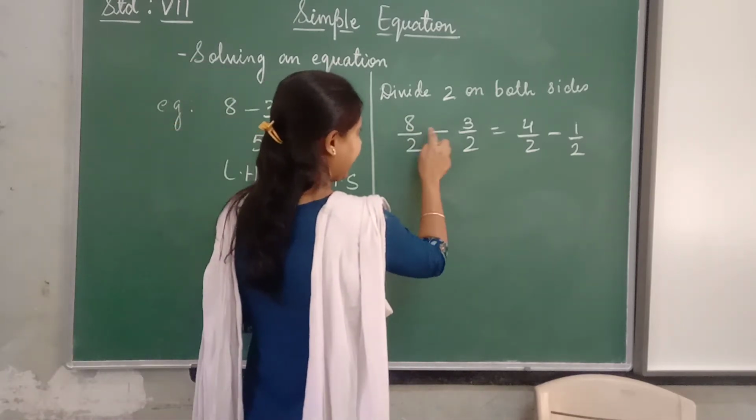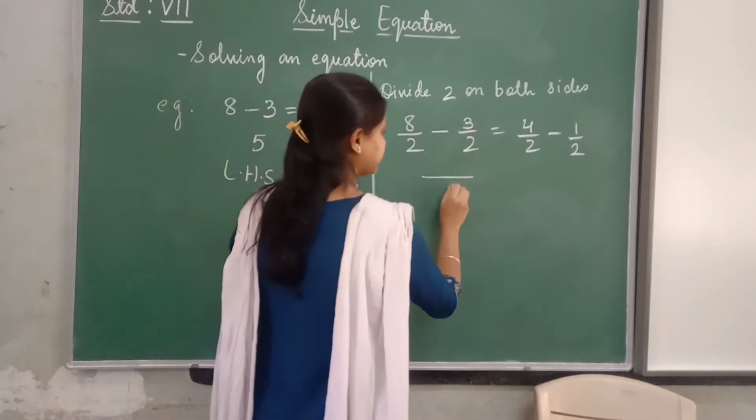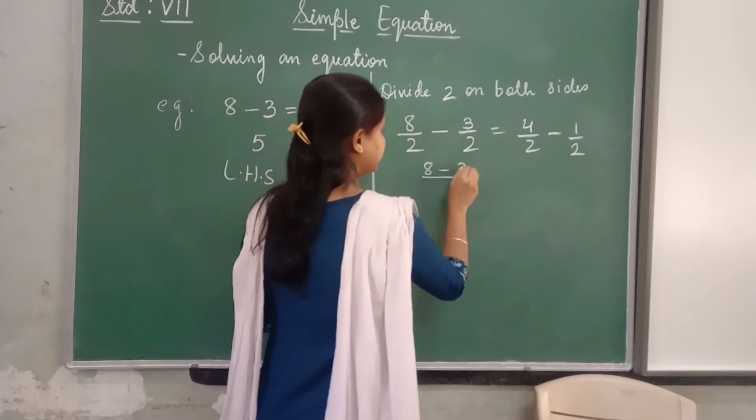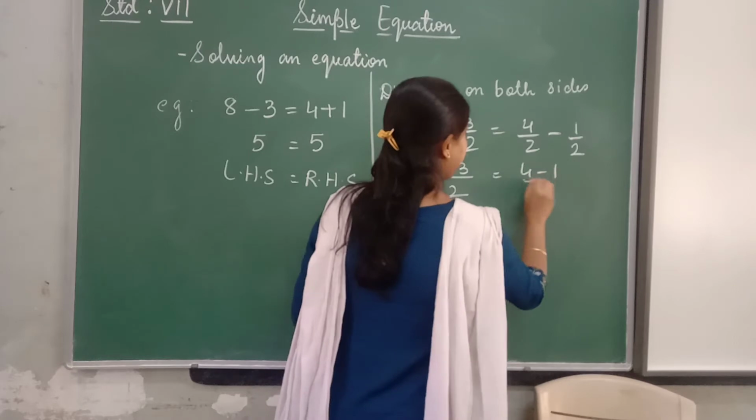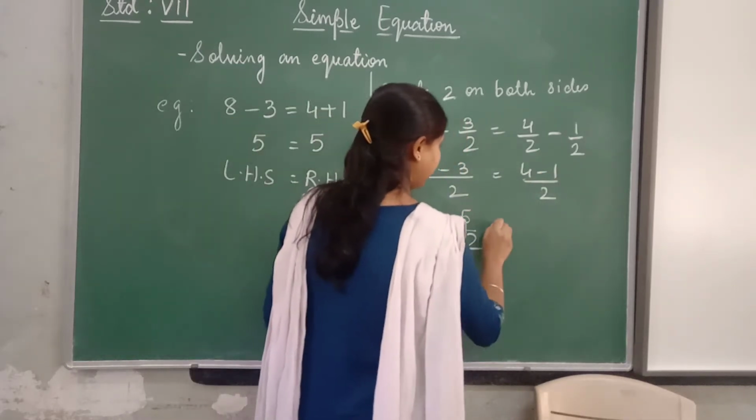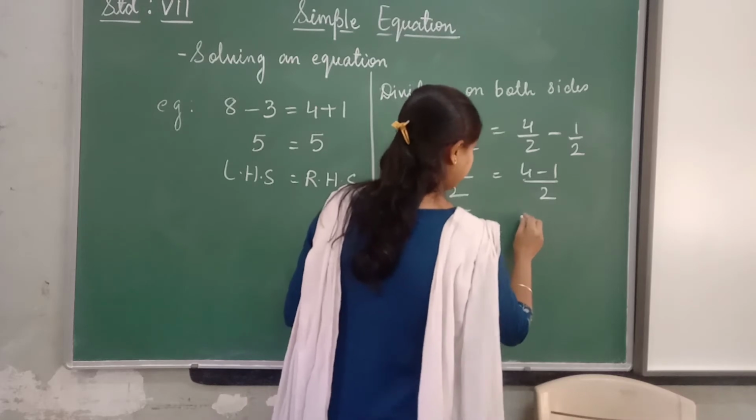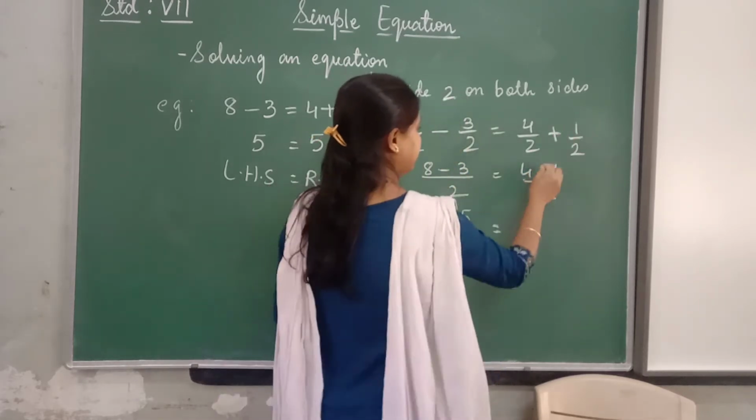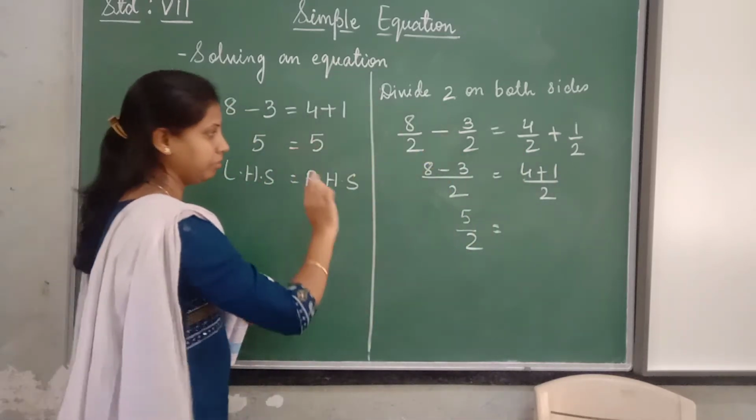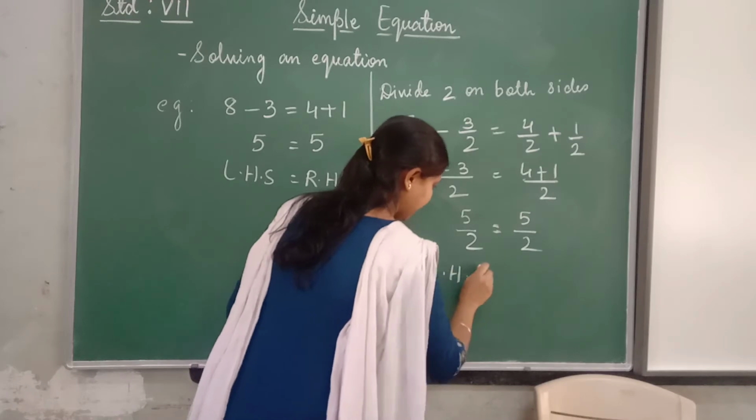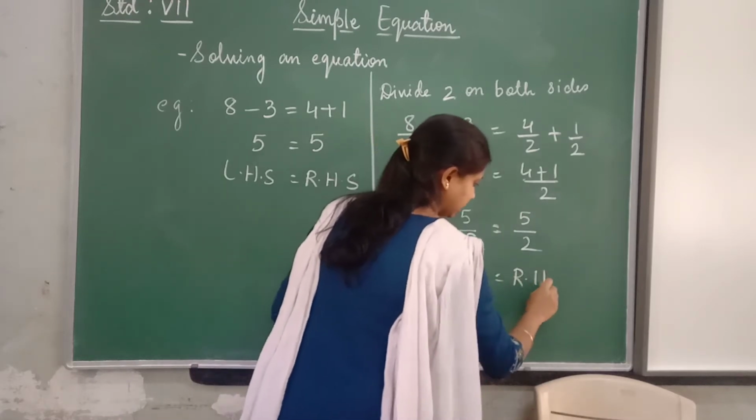Okay, so now 8 by 2 minus 3 by 2. Denominators are same, so we can directly subtract the numerators. 8 minus 3 is equals to 4 minus 1 upon 2. So 8 minus 3 is 5 by 2 and 4 minus 1, so it is plus here. It was plus here, so take same. 4 plus 1 is again 5 by 2. That is, you got LHS is equal to RHS again.